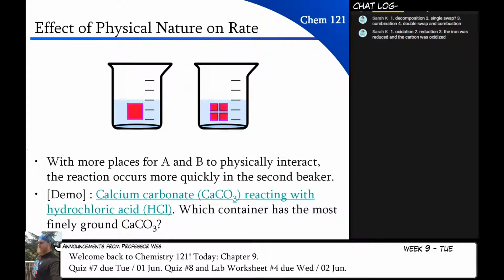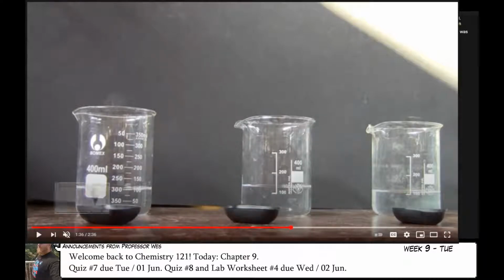So what I'm going to do is give you a video, and what I want you to do is tell me, of the 3 solutions that we're going to look at, which one has the most finely ground calcium carbonate, and which one has the chunkiest calcium carbonate, based on what you see. So let me get the video ready here real quick. Okay. We don't need his voice, but we do need this. And there we go, perfect.